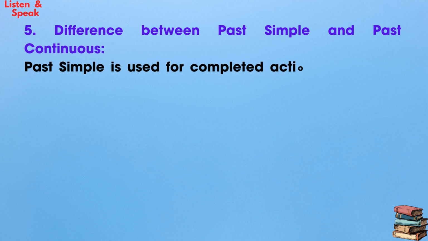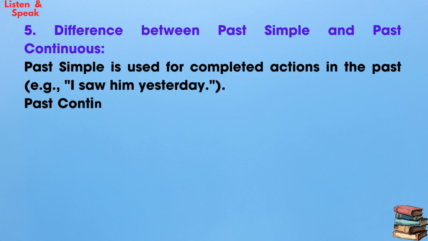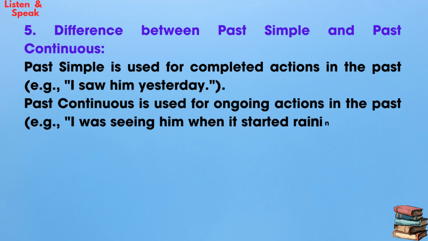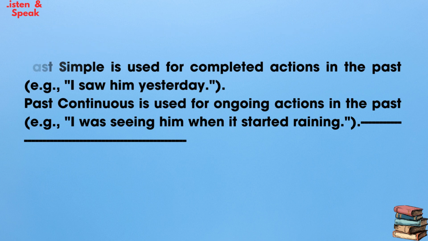5. Difference between past simple and past continuous. Past simple is used for completed actions in the past. For example, I saw him yesterday. Past continuous is used for ongoing actions in the past. For example, I was seeing him when it started raining.